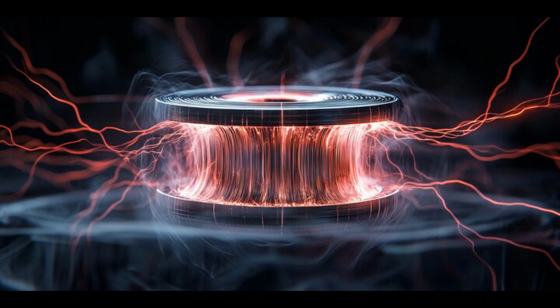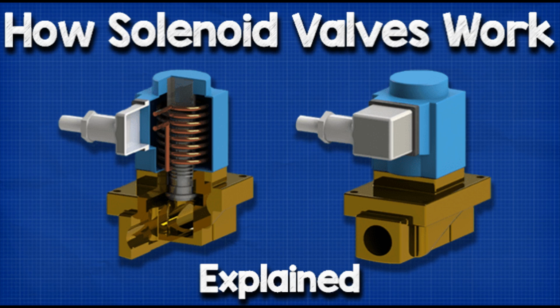3. Magnetic field acts on the core. Most solenoids have a ferromagnetic core, typically made of iron or steel, that is placed inside or near the coil. This core can move freely along the axis of the coil. The magnetic field generated by the current pulls this core toward the center of the coil, where the magnetic field is strongest. If the solenoid is designed for linear motion, the core moves in a straight line. If the solenoid is designed for rotational motion, the core rotates instead.